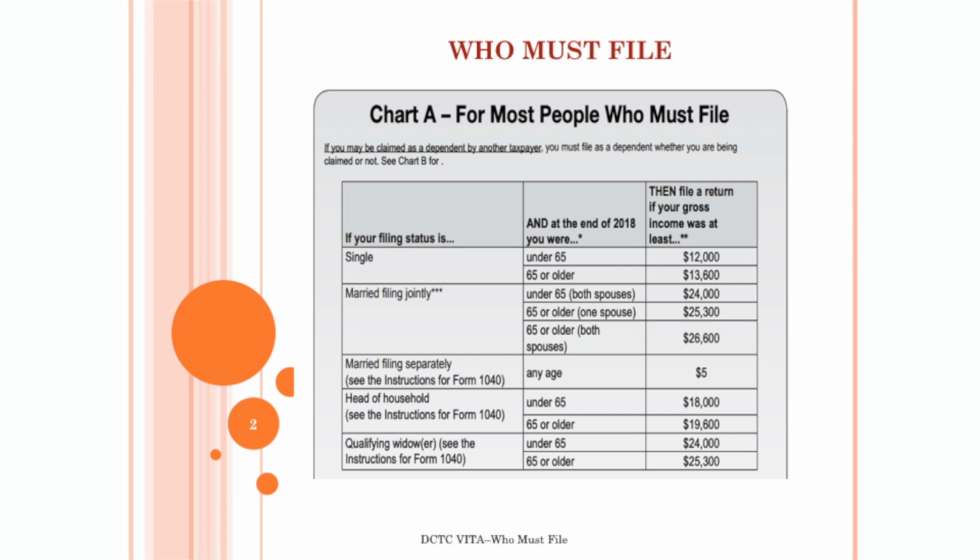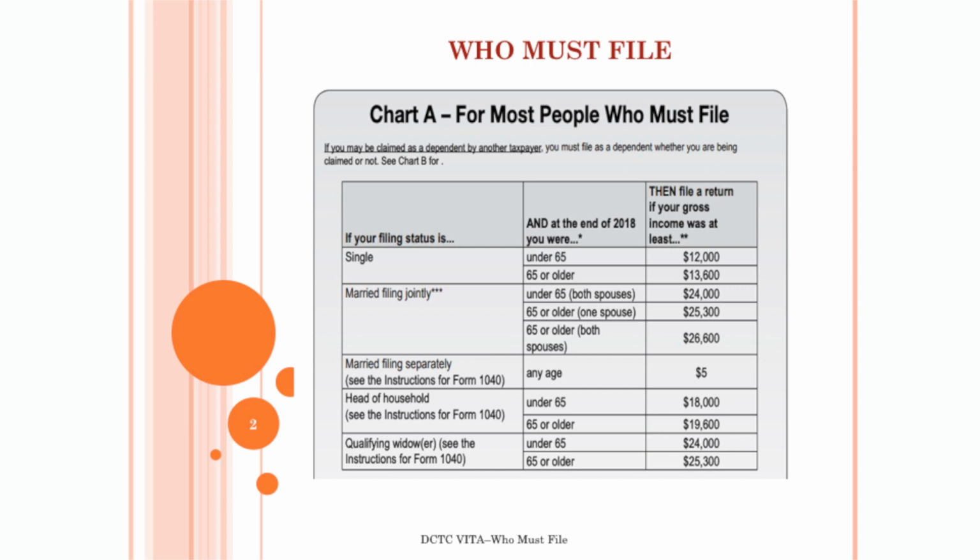Once again, chart A for most people who must file. If your filing status is single and at the end of 2018 you were under age 65, then you file a return if your gross income was at least $12,000. Notice the third column mentions gross income. The definition of gross income is located on the same page just below this chart. I won't go there right now, but you'll need to read that for yourself.